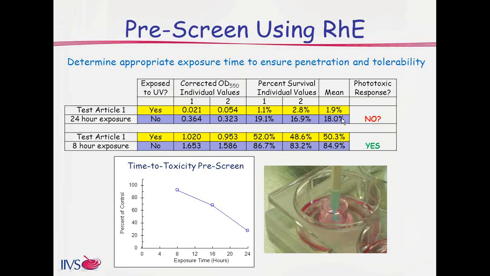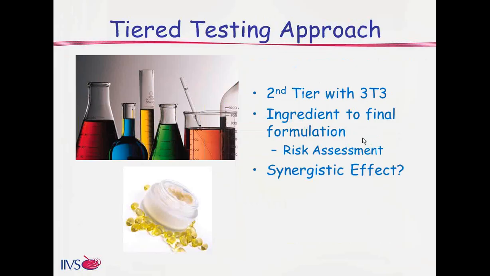If we look on the prediction model of 30%, we would say that this would not exhibit a phototoxic response. However, the test material is too toxic, and we need better resolution. So if we bring it out and look at the 8-hour exposure, we have a 50% viability exposed in the presence of UVA and about 85% in the absence of UVA. So now we can correctly identify this as a phototoxic potential.